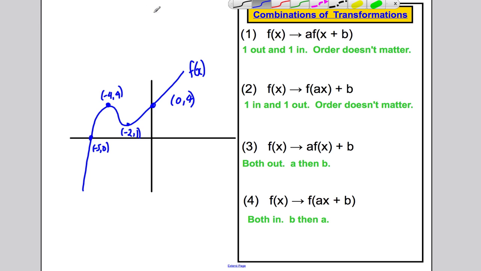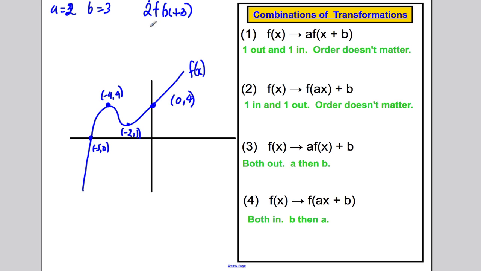So, for example, let's say a should be 2 and b should be 3. What would 2 f of x plus 3 look like? Well, the order in which you do it doesn't matter. So everything is getting stretched by a scale factor of 2 and then shifted by 3 units in that direction. Or you could shift it by 3 units and then do the stretch. Because one's in the y direction, one's in the x, they don't affect each other. I'm not going to go explicitly over all these coordinates here.